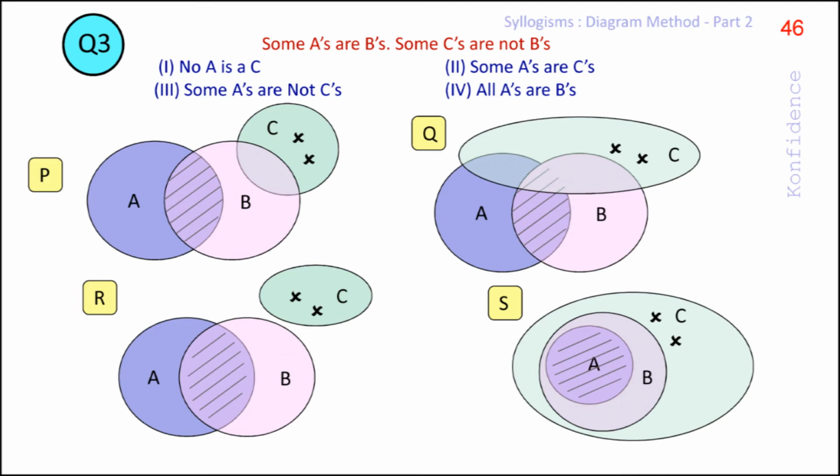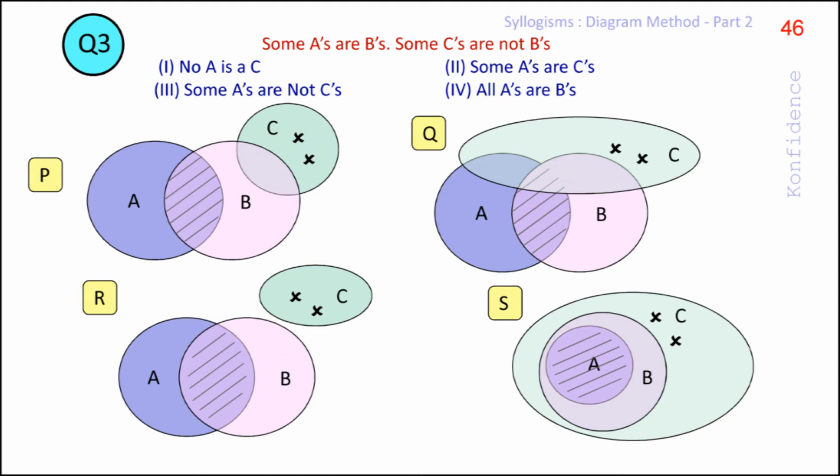Now let us concentrate on conclusion 1. No A is C. Is that valid? Remember, a particular conclusion will be valid only if it is valid in all the possible scenarios. Look at the diagram given in the slide. No A is C is true in figures P and R. But it is not true in figures Q and S because in those diagrams A and C are overlapping. So conclusion 1 is ruled out.